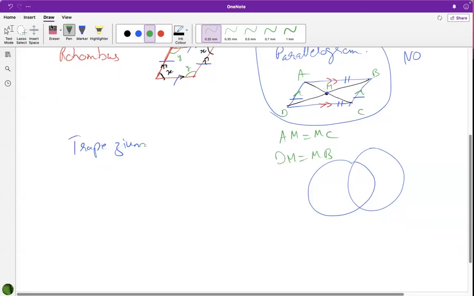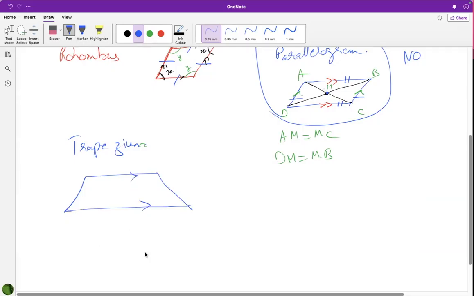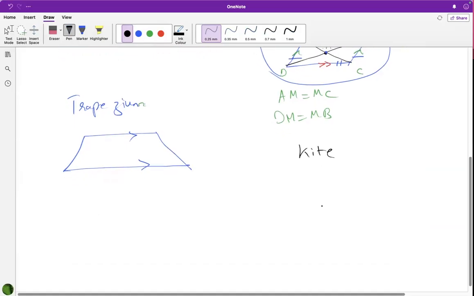Okay, for the trapezium. A trapezium is a quadrilateral with one pair of parallel sides. A four-sided figure with one pair of parallel sides. Then we have the kite. Properties of kites are: we have two pairs of equal length sides, and the diagonals. Diagonals are drawn from one corner to the opposite corner.